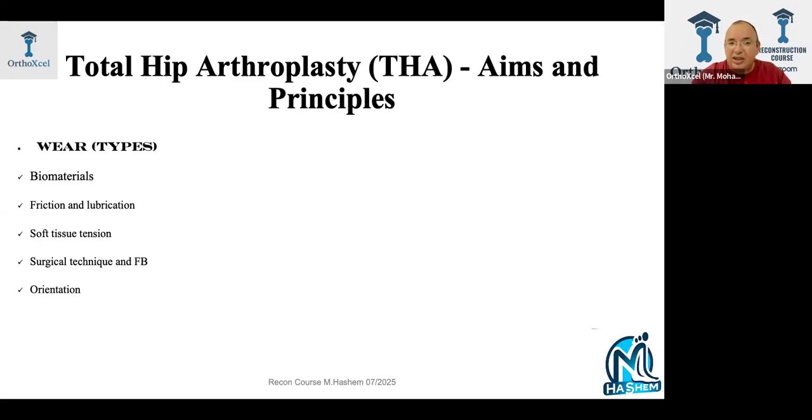Number 4 is your surgical technique, especially if you leave a foreign body, if you don't wash enough, if you don't put a proper inclination and rotation of your implant.